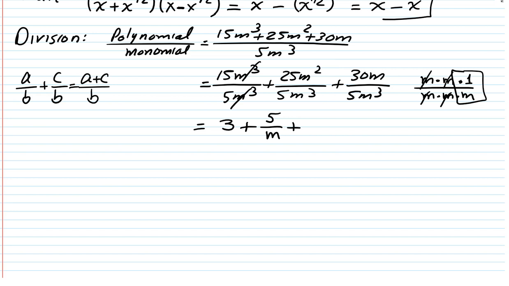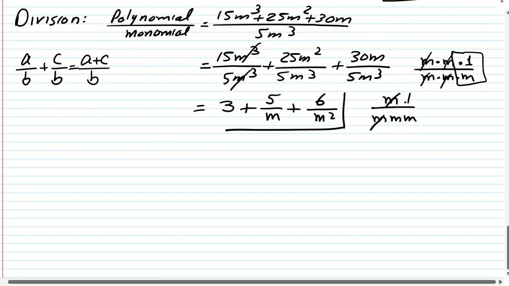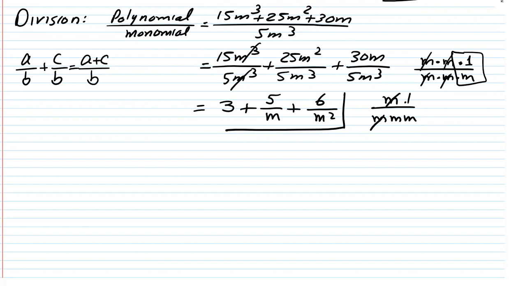Looking at the last fraction, 30 divided by 5, that's 6. And again, I have 1 m on top, 3 m's on the bottom. One of the m's crosses out, so I get m squared. And there you have this one. The answer is what you're looking at here. So that's division by a monomial.